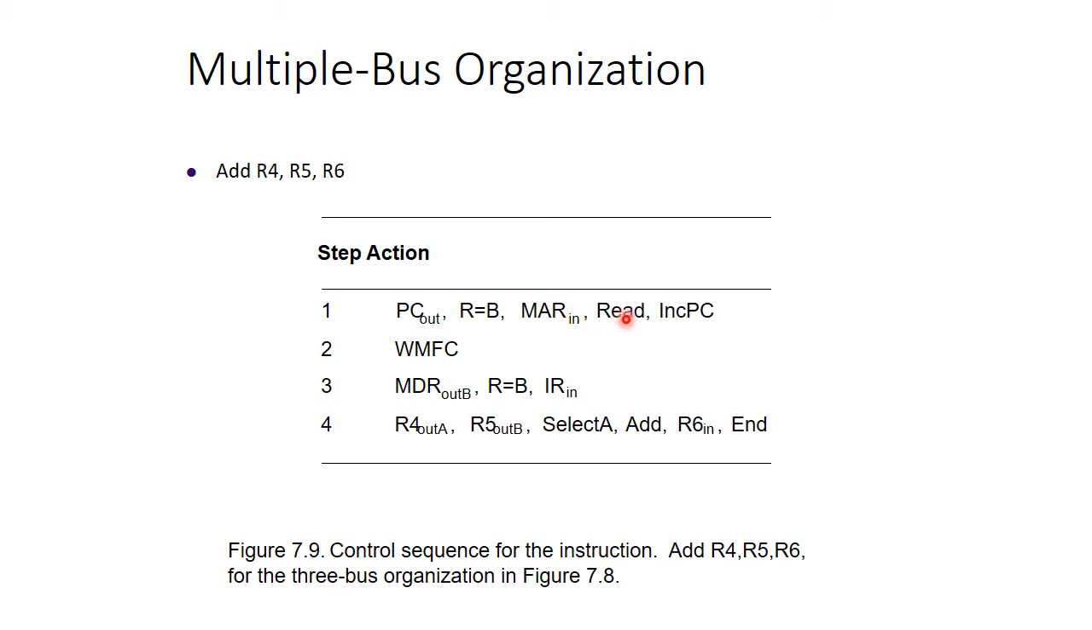Then enable the read signal to perform the reading of that current instruction. After enabling the read control signal, increment the program counter by 4 to point to the next instruction. Then wait for the memory function, the previously executed read operation. That should be completed. Wait for some time to complete that memory read operation.